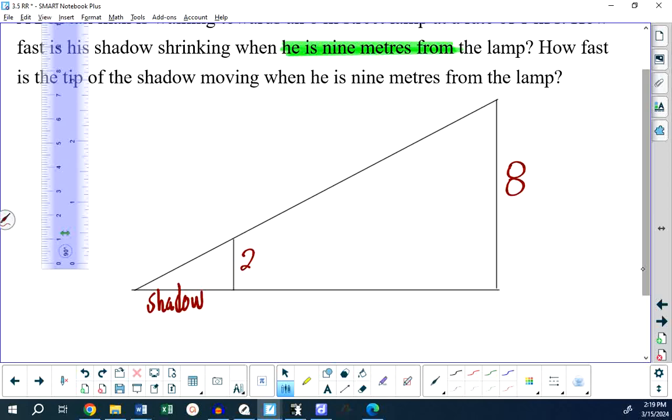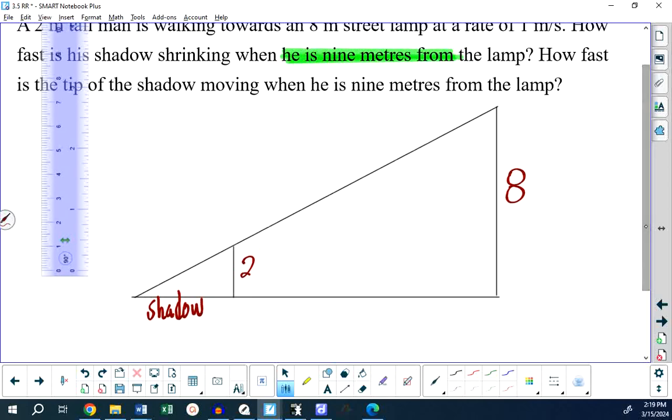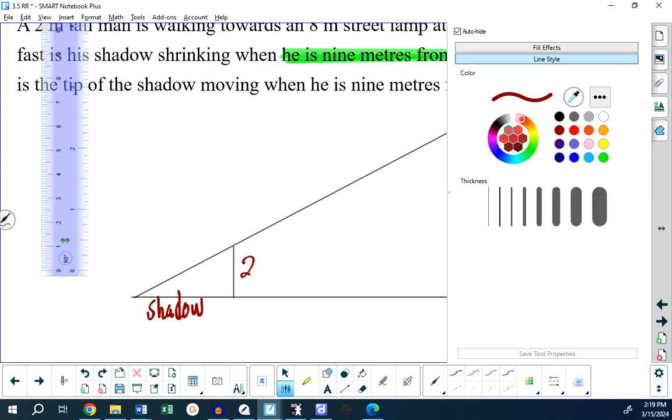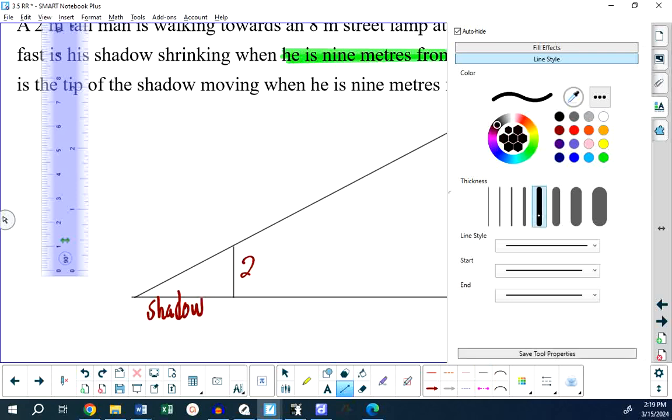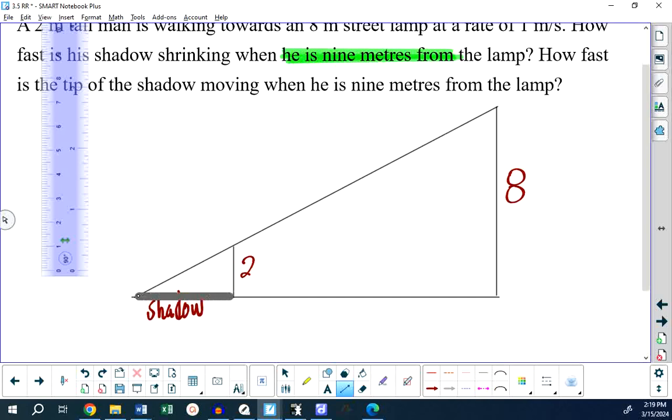Now, what are we asked to determine? We're asked to determine the rate at which the tip of the shadow is moving at a particular point in time and how fast the shadow is shrinking. This is maybe one of the more complicated things that I have to try to explain. And some of you will pick up on it right away. That's the shadow. And this is the tip of the shadow.